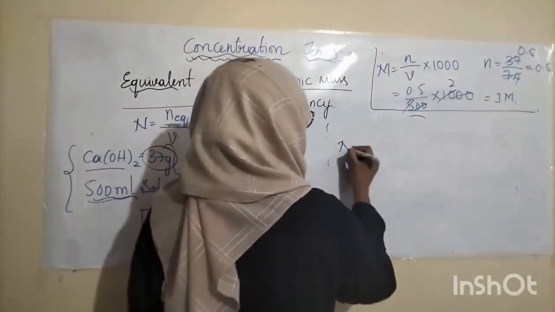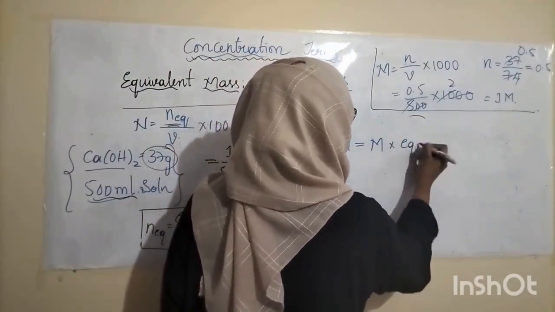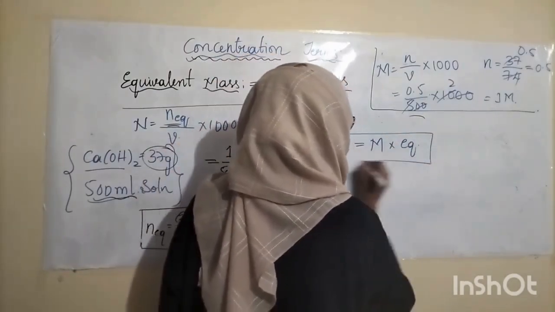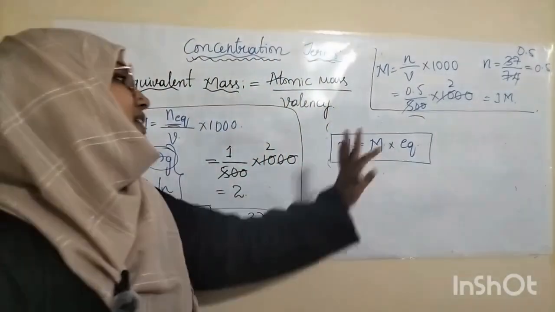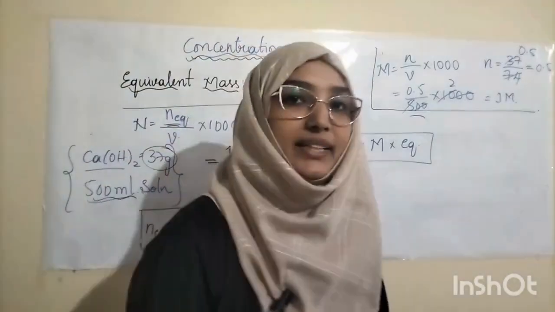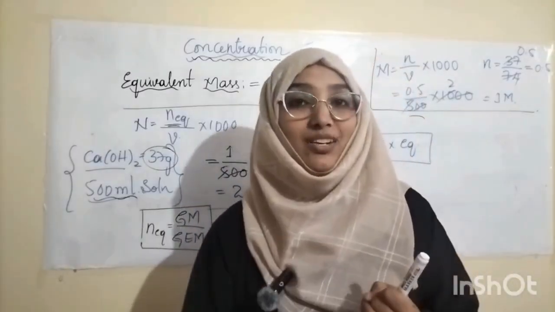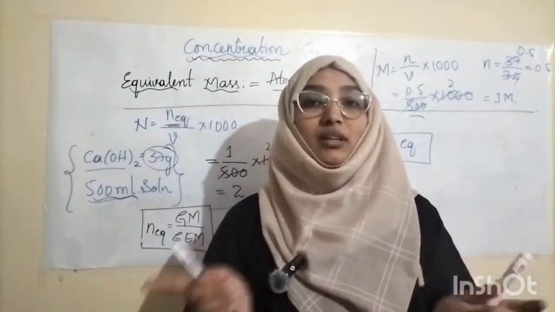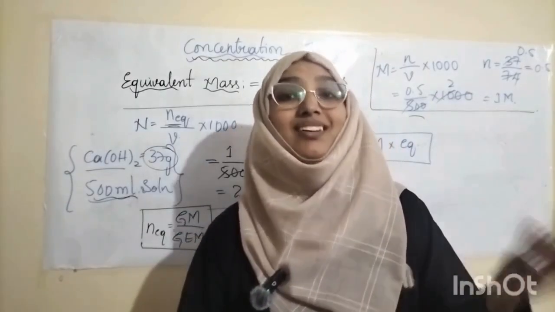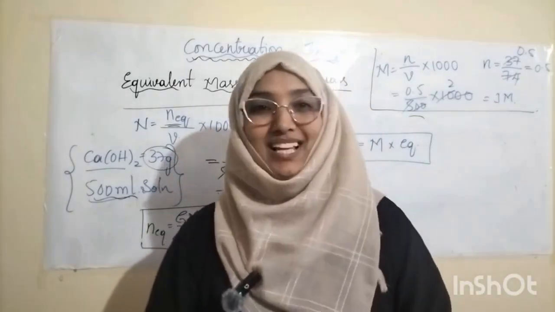So normality is equal to molarity into equivalence. Please make a note of this formula as well. This gives you the idea how much normality you can get if you know the molarity and the equivalence. Equivalence is nothing but the oxidation state when it is an element, and it is the relative charge or the number of exchange of electrons when it is a salt or any of the compounds. So this is as simple as such.